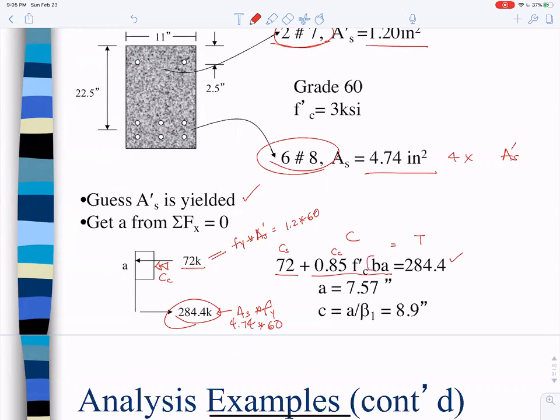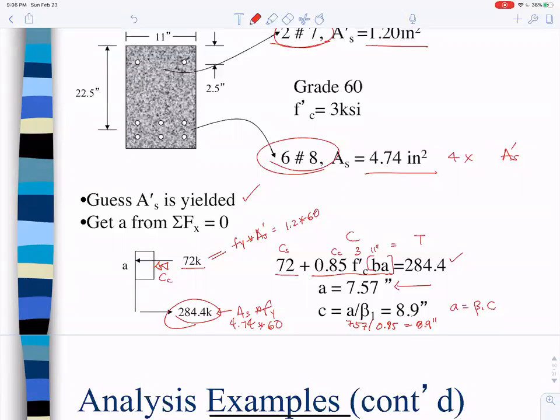0.85 F prime C times the area, which is just B times A. B in this case was 11 inches, and F prime C was 3 KSI. And if you plug in all those numbers and solve for A, you get A is 7.57 inches. And C, because remember A is beta 1 times C, C is A over beta 1. And that's 7.57 divided by 0.85, which is 8.9 inches.